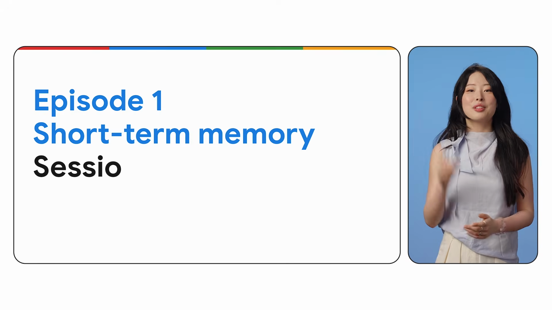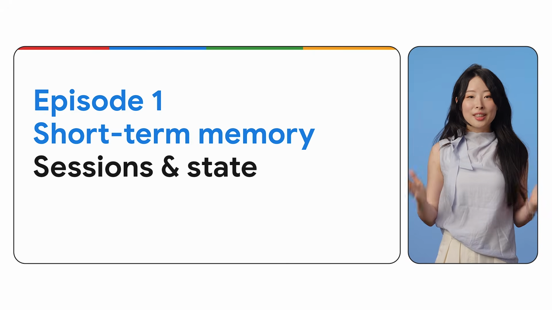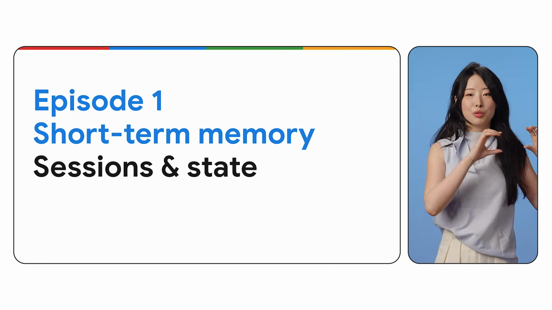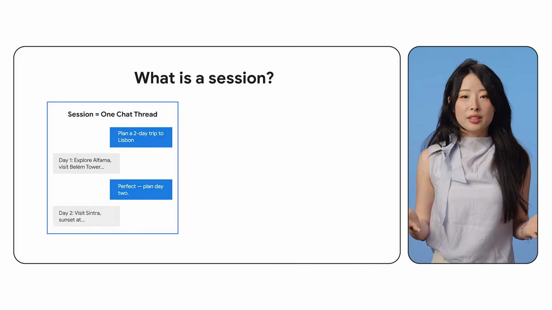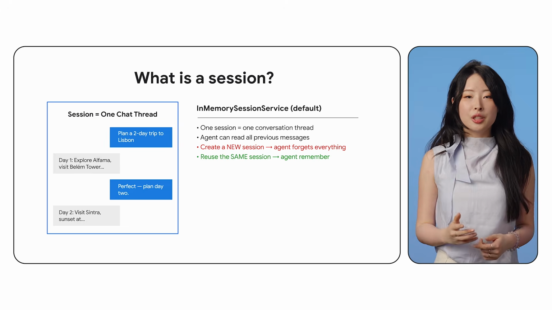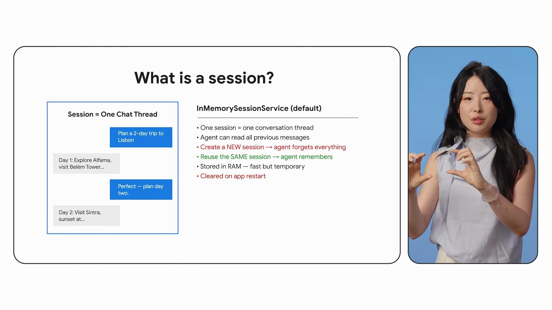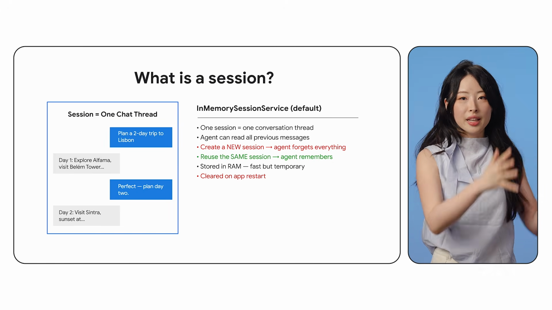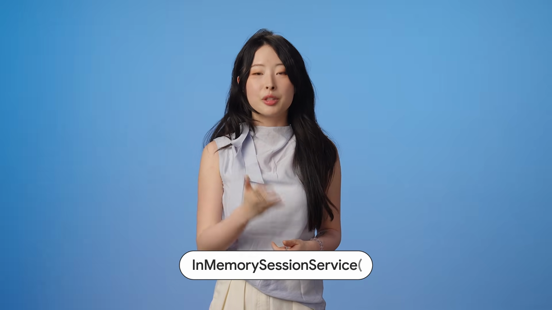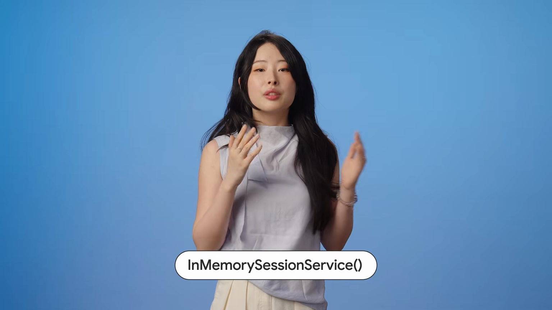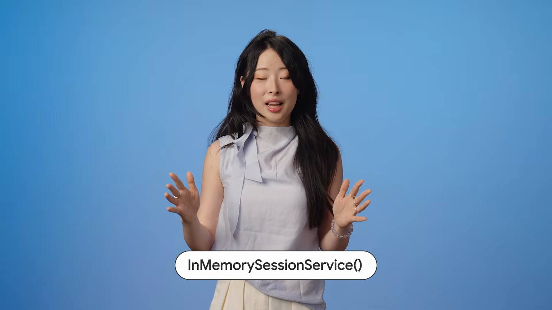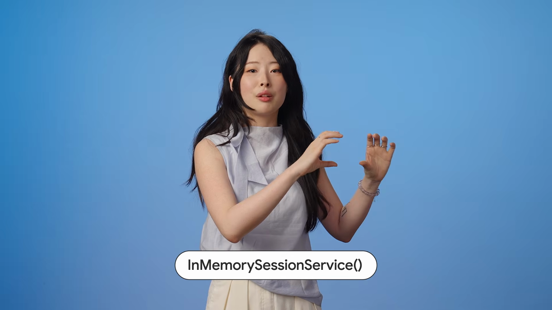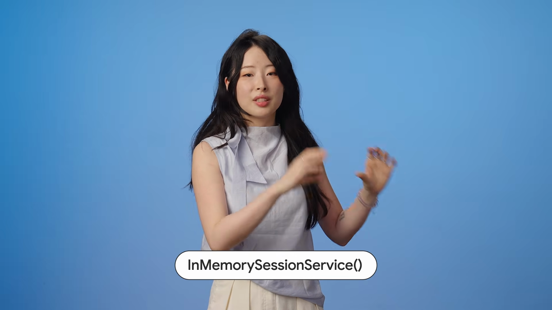Alright, let's jump into the first episode, where we will cover what a session is and how to pass information between agents with agent short-term memory. First, let's cover what a session really means. A session is one continuous conversation, like one chat thread on your phone. In the ADK Web UI, it uses an in-memory session service by default. If you create a new session, the agent behaves like it just met you every single time. Within a session, it can check the previous conversation thread and see everything you said before.